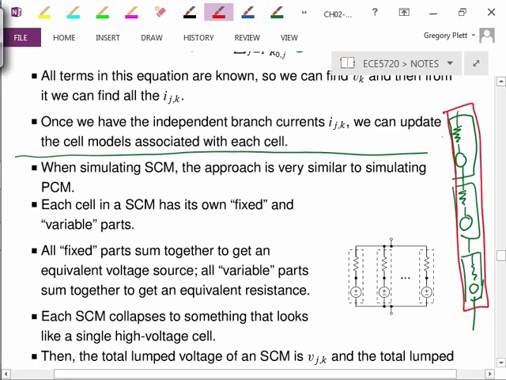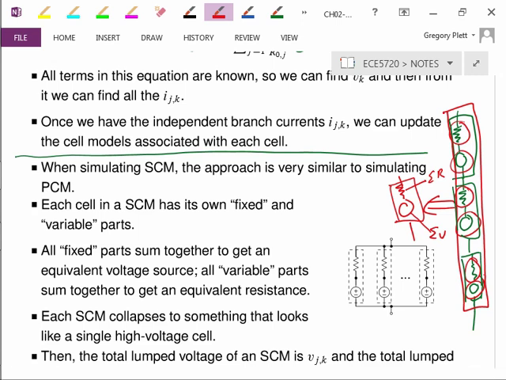I can collapse using just linear circuit analysis techniques into an equivalent circuit, and the equivalent circuit looks like this. This resistance here is the sum of the individual resistances. It's that resistance plus that resistance plus that resistance. This voltage is the sum of the voltages, so that fixed voltage plus that fixed voltage plus that fixed voltage, etc. So all of the cells have been collapsed into a single equivalent cell with a high resistance and a high voltage, basically the sum of the resistances and the sum of the voltages.